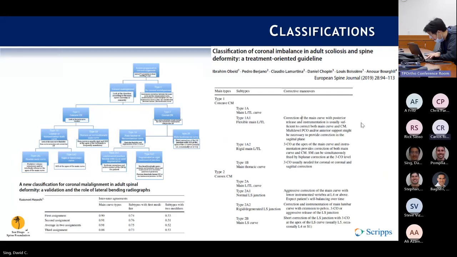This OBEAD classification is close to 730, so I'll speed up a little. It was also trying to further describe coronal malalignment with a similar classification. And really they're trying to identify these subtypes based on flexibility of the curve, of who might need a major osteotomy to help correct the coronal deformity or not. Again, focusing on flexibility, typically this is showing that malunions and patients who are fused often will need an osteotomy to correct the curvature.